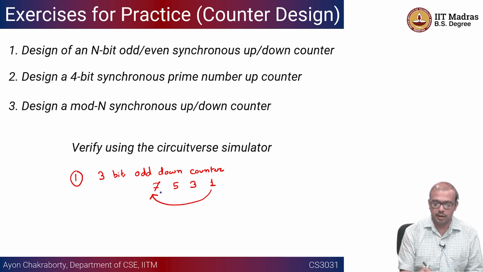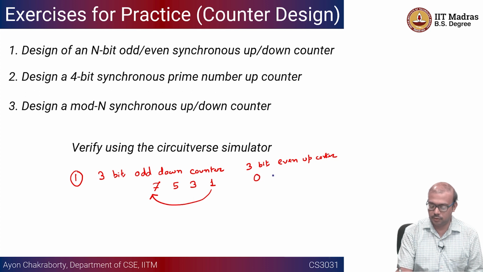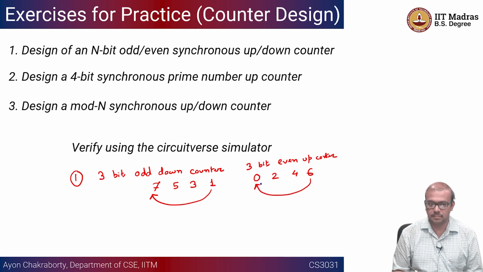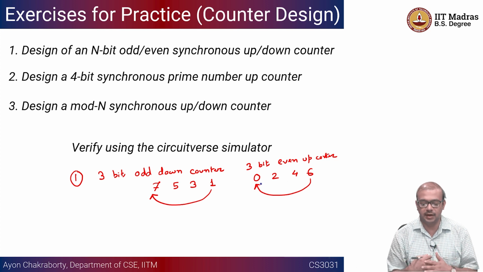Or if you want to do a 3 bit even up counter, okay, 0 2 4 6 and back. You can try this out, okay. Similarly you can do anything that you feel like, right. It could be a prime counter and so on, okay.